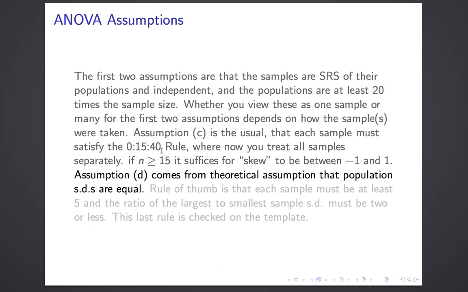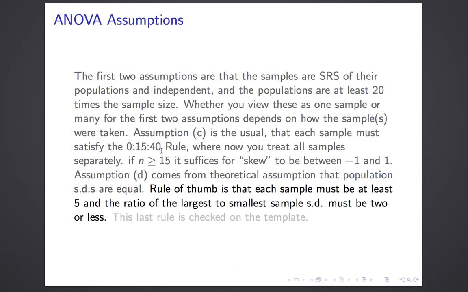There's another assumption. The theoretical assumption is that the population standard deviations are all equal. Assumption D is the rule of thumb version of that, and it has 2 parts. Each sample has to have at least 5, even if you know that the variable is normal. We're still going to require that each sample have at least 5 in it. And here's a kind of complicated one. The ratio of the largest standard deviation to the smallest must be 2 or less. That rule, I'll let you know right away, is checked on the template, so you don't have to worry too much about doing it in practice.